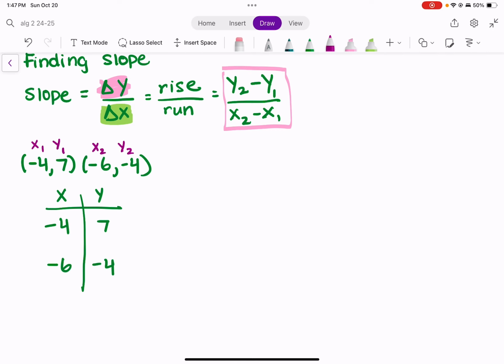And so now I want to find the change. How do I go from 7 to -4? Like how many spaces do I have to go to get from 7 to -4? So you can count in your head, or you can just do -4 minus 7, the second number minus the first number, right? And so that's going to give you -11. So this is my change in y. And then to find my change in x, again, to go from -4 to -6, that's just going down 2. So you know it's going to be -2.